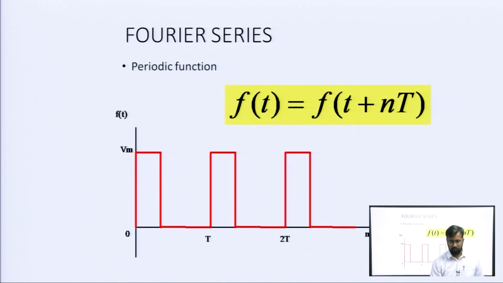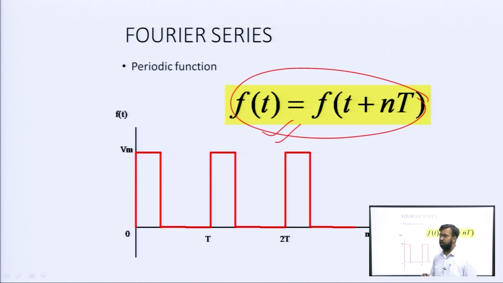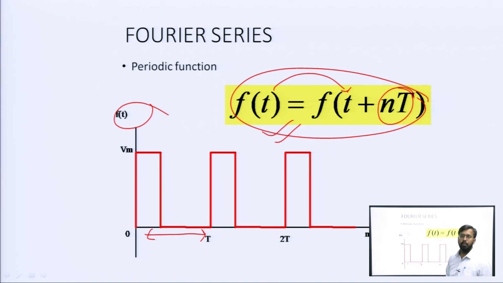I have already informed you that for Fourier series the signal must be periodic. What do we mean by periodic? Periodic means the function value must be the same after a certain duration of time; after that duration, it must repeat. For example, suppose this is a signal; it repeats after T duration. So this function has a time period of T, which is called the fundamental time period.